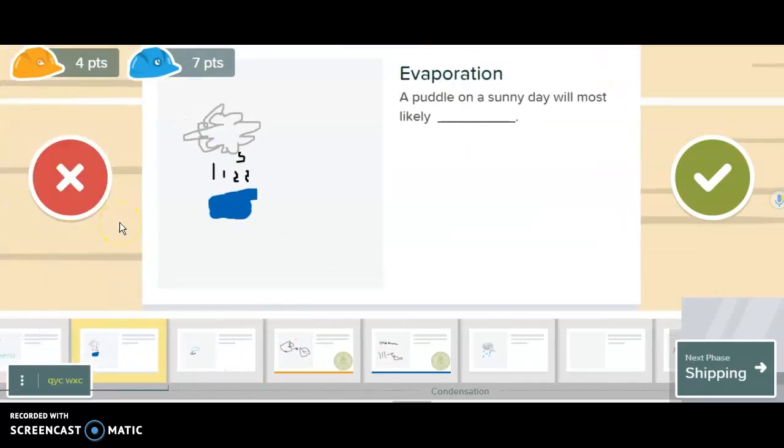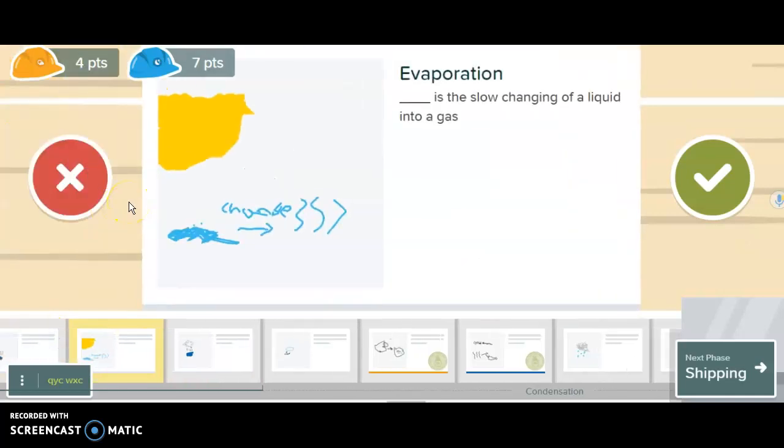You are not incorrect that a puddle on a sunny day will most likely evaporate, but you didn't tell me what that is, so we've got to get a little bit more. Blank is the slow changing of a liquid into a gas, and they have that moving.